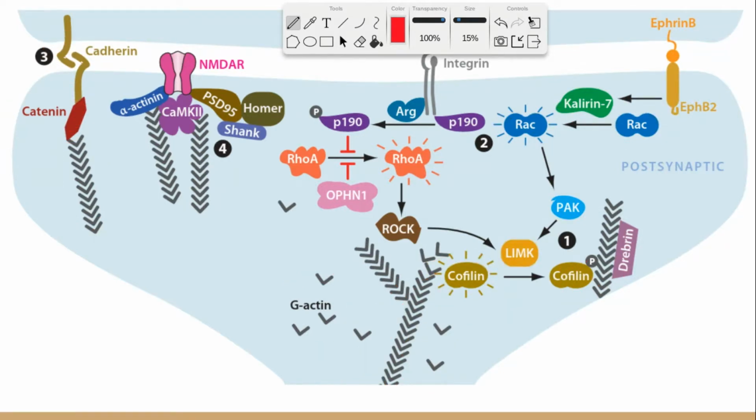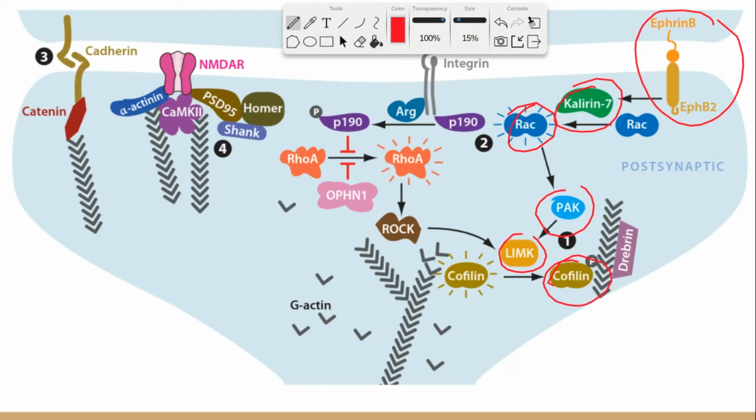So inhibiting any of these proteins, like LIMK or PAK or RAC or even calcineurin or even FB, inhibiting any of that pathway will relieve the inhibition on cofilin. Indeed, there are many mutations in these proteins that are linked to severe intellectual disability and schizophrenia, and that's because cofilin inhibition is lost.